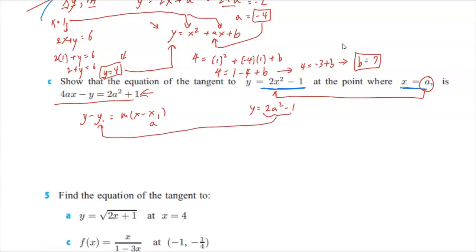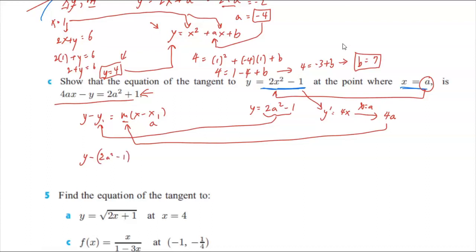The last thing we need is the gradient. So we can find the gradient by taking the derivative, right? 4x to the first minus 1, the derivative is 0. So it's just 4x. Our x value we know is a. So our derivative or gradient at the point A is 4a. So we can put 4a here. Now let's rewrite it. Y minus 2a squared minus 1 equals 4a times x minus a.